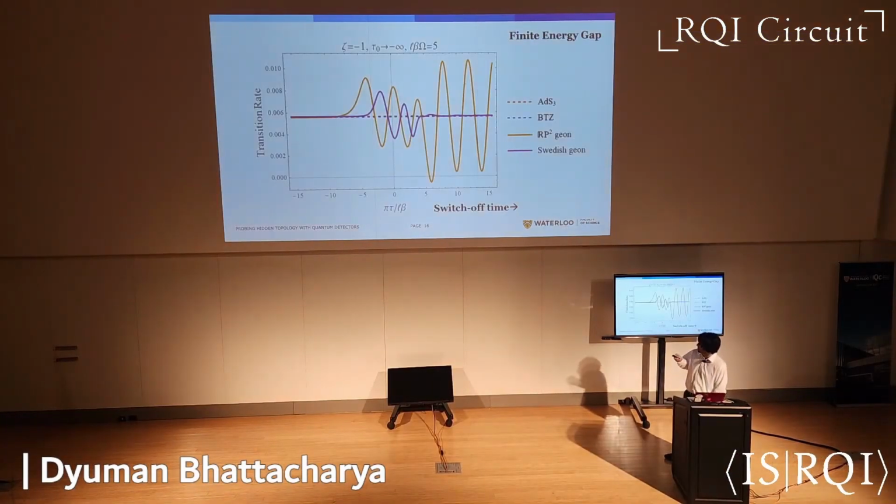So here you can see the same transition rate, but for a gapped UDW detector. Again, there's an oscillation, but the envelope is a bump versus the rise and plateau.